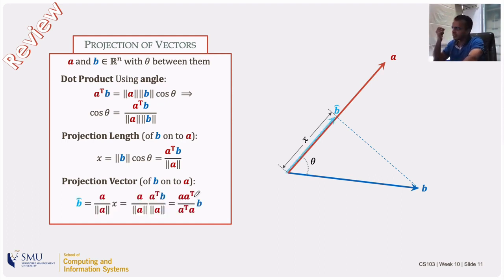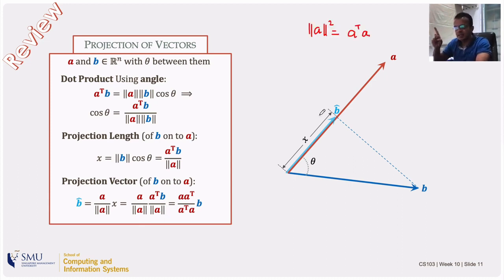The direction of A is a unit vector along A, that will be A divided by the norm of A, and times x will give you the B hat, the vector that you're looking for, the projection vector. And that turns out to be A transpose divided by A transpose A, because I have the norm of A appearing twice in the denominator, that is norm of A squared.